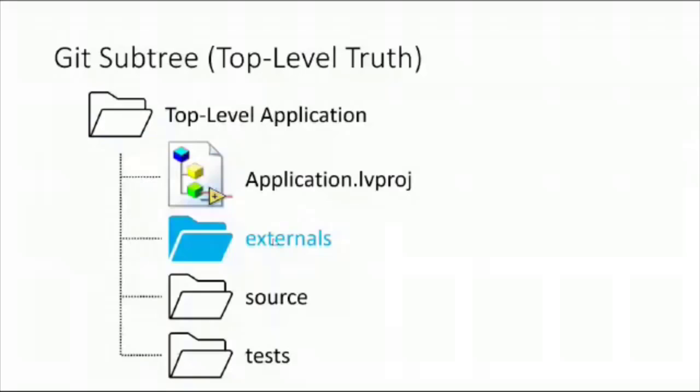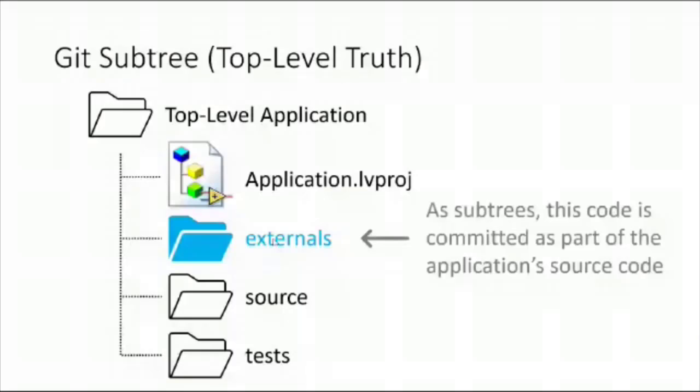So nothing here is different, right? We're talking about consuming dependencies. The dependencies are the same stuff. We're putting them in the same place. We're treating them a little bit differently. And here's the difference. When I'm using this top-level workflow that uses subtrees, Git is treating these externals as part of the application source code.